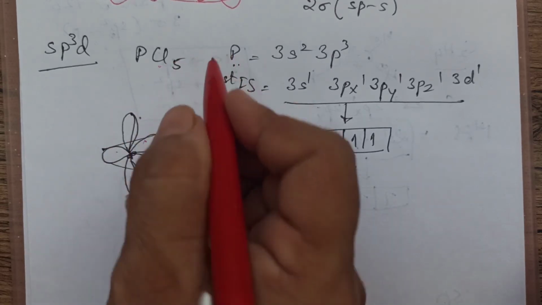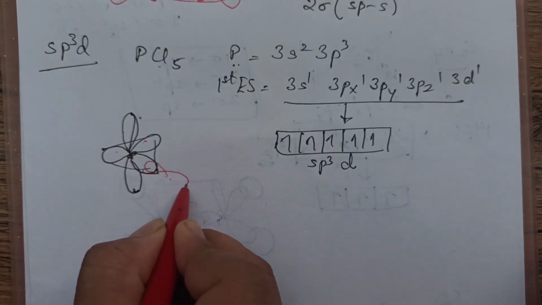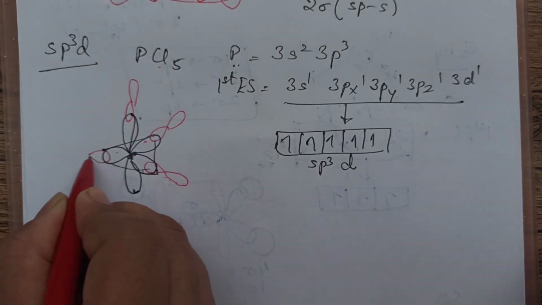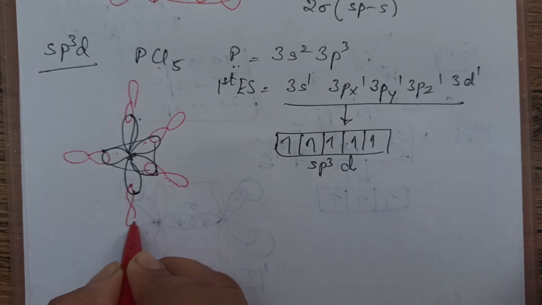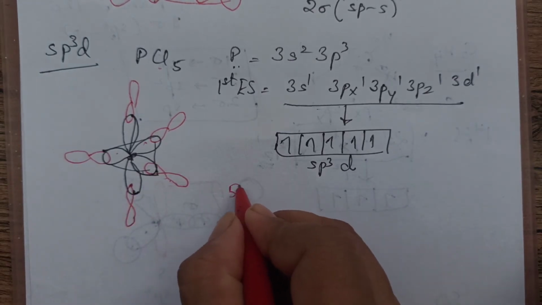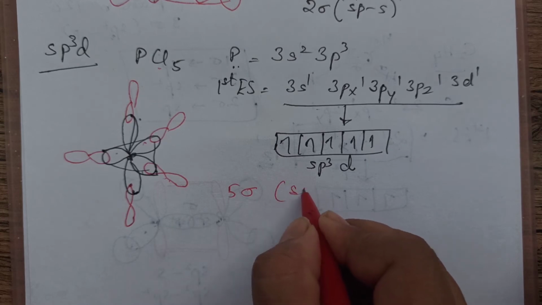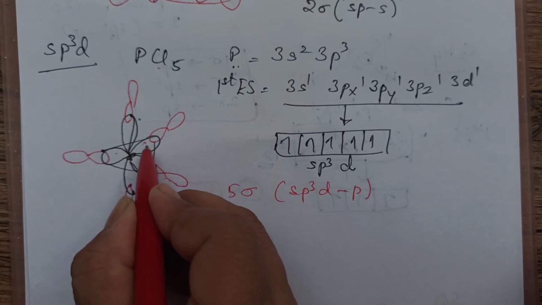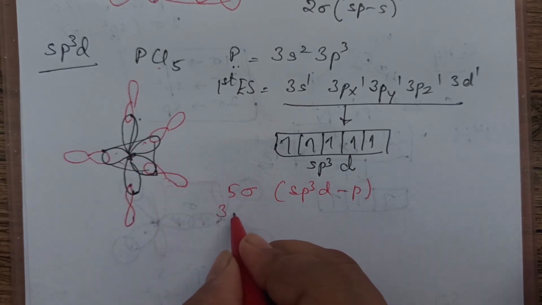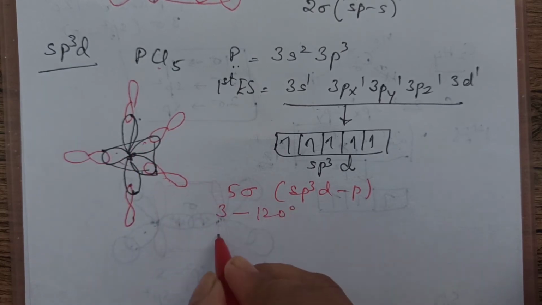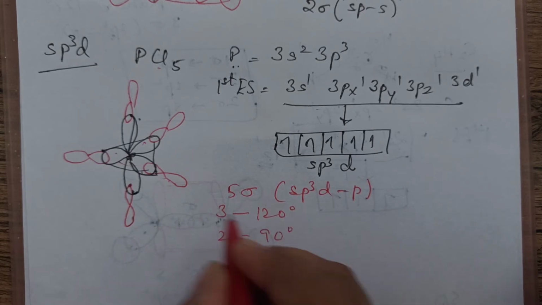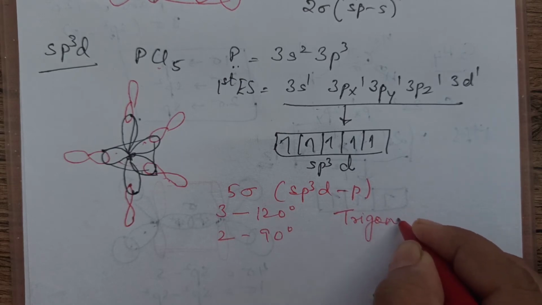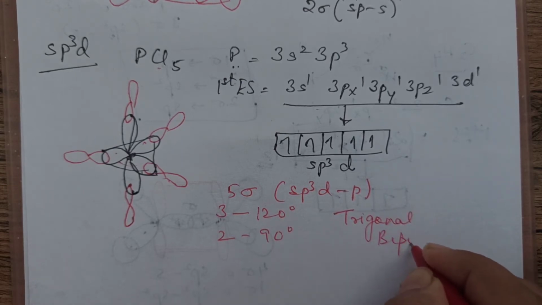3p, one unpaired electron is there. So that p orbital will overlap with these hybrid orbitals and there will be 5 sigma bonds. There are 5 sigma bonds of the type sp3dp. Okay, and in between this trigonal planar there will be 3 angles. There will be 3 120 degree angles and there will be 2 90 degree angles. That is above and below the plane, and the geometry for this is trigonal bipyramidal.